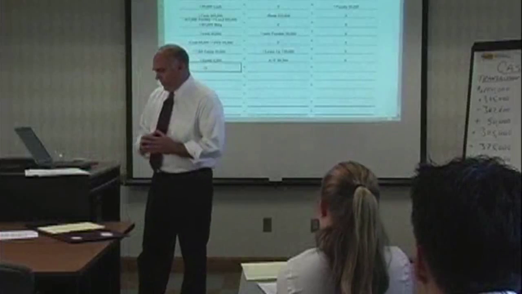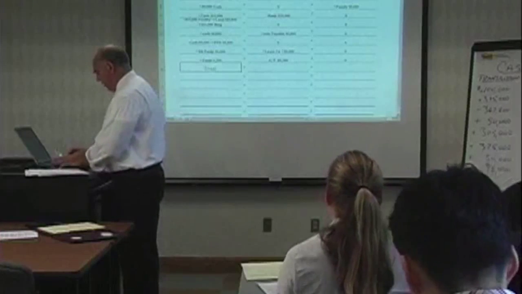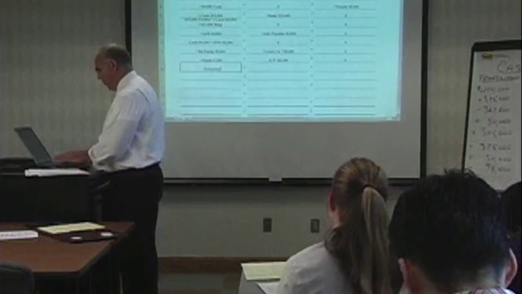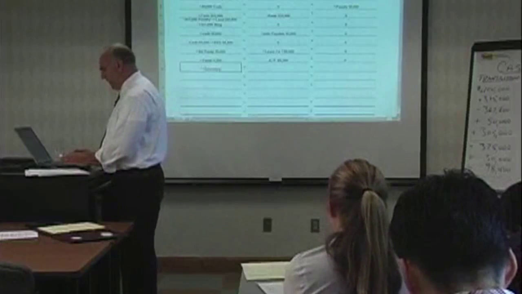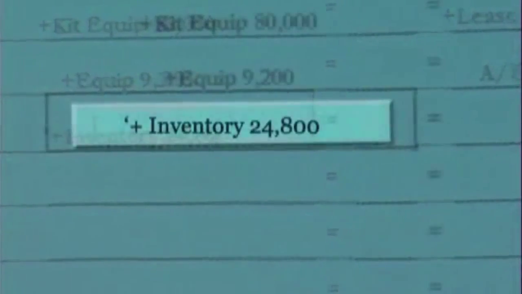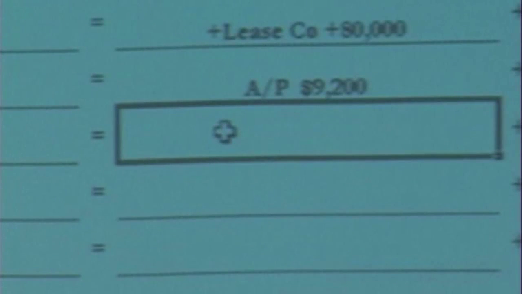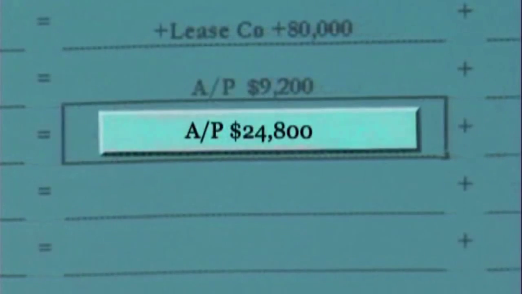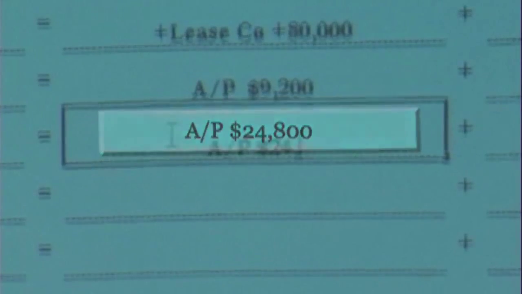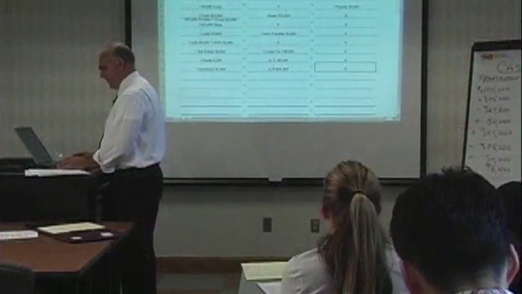Food and beverages, $24,800. That represents our opening inventory, and we will record it as such in our fundamental accounting equation in the asset column, $24,800. And the offsetting entry for that will also be in accounts payable in the amount of $24,800. No change to the equity account.